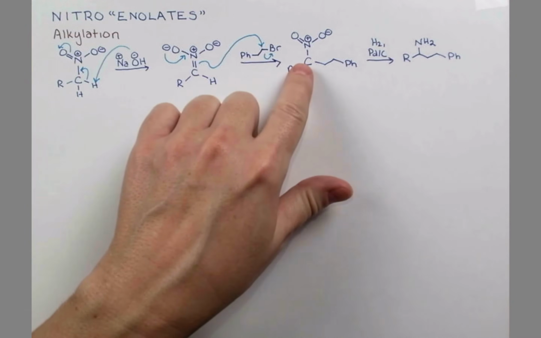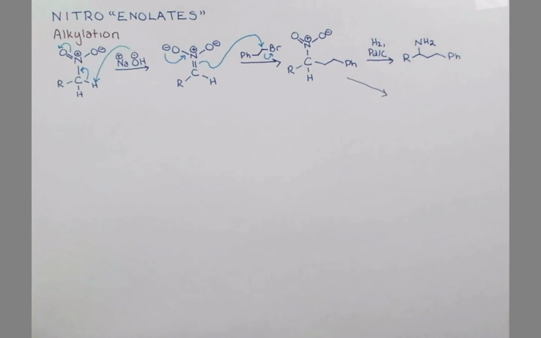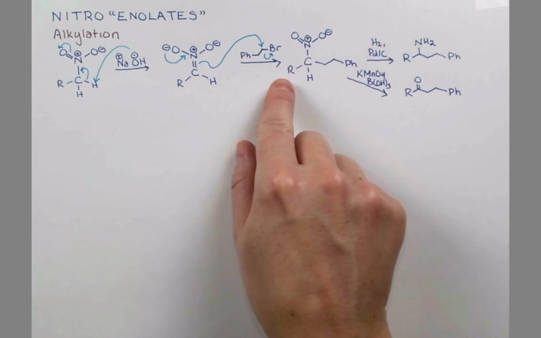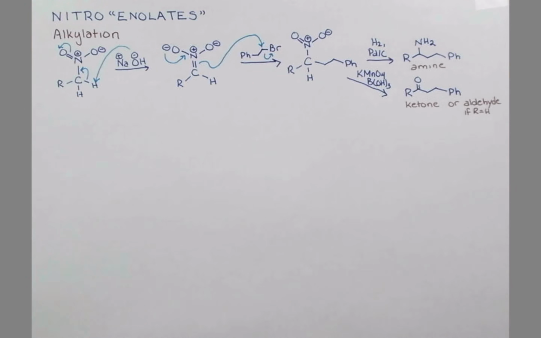The nitro compounds can also be used to produce carbonyl compounds. Treatment with an oxidant in a base, for example these conditions here, allows us to access a ketone in this case because we have an R group over here. If R is H, these same conditions give us an aldehyde.